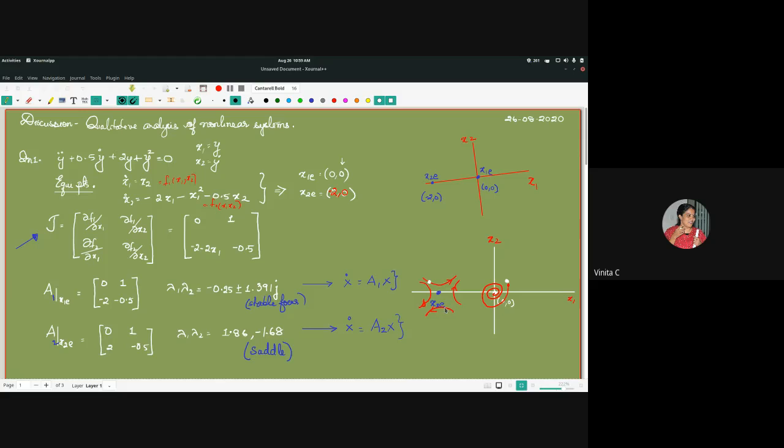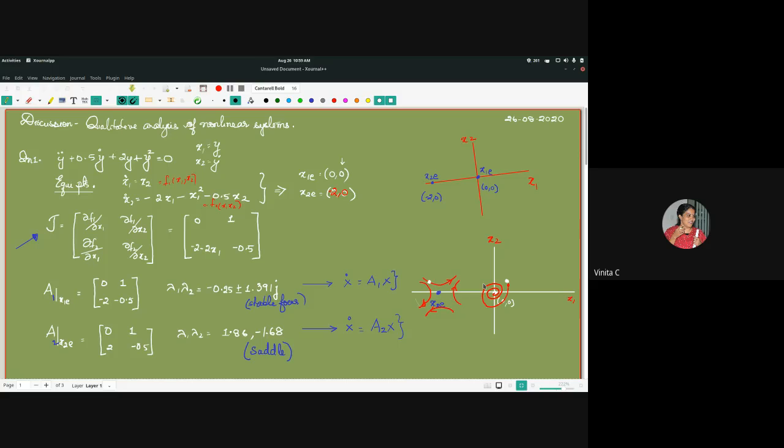Point x2e. x2e ne adukilla because the behavior of the system very near to the equilibrium point x2e is just like a saddle point. Adayithu ivide oru unstable dynamics aanu idinaduthulla ee systemine ee equilibrium point ne adutha unstable dynamics aanu, whereas near this equilibrium point it is having a stable dynamics. Okay, that is the peculiarity of linearizing this equation and studying the phase portrait of the system using these 2 points.